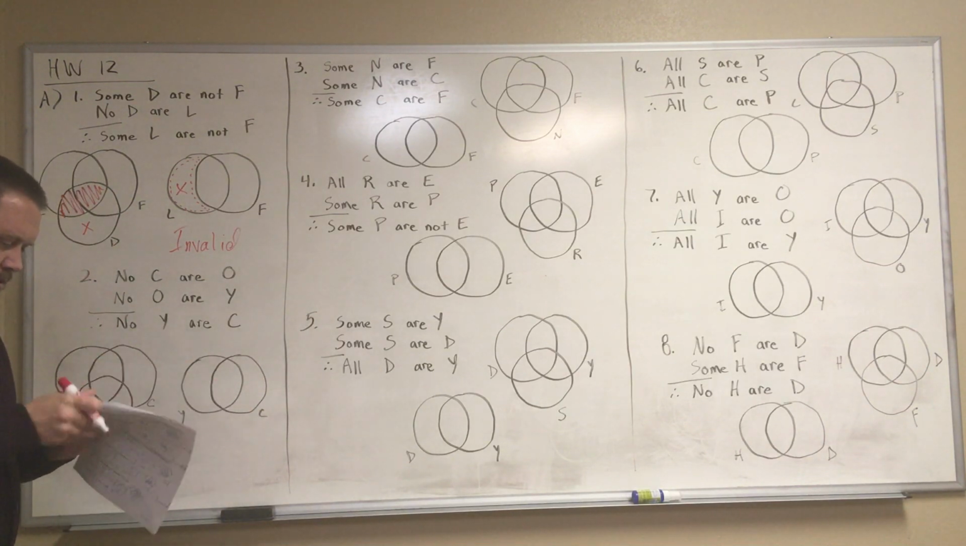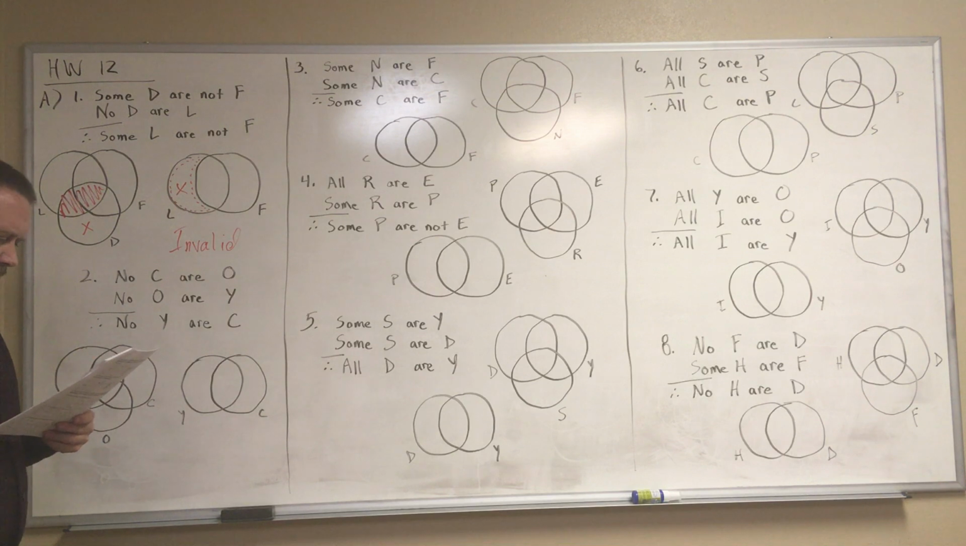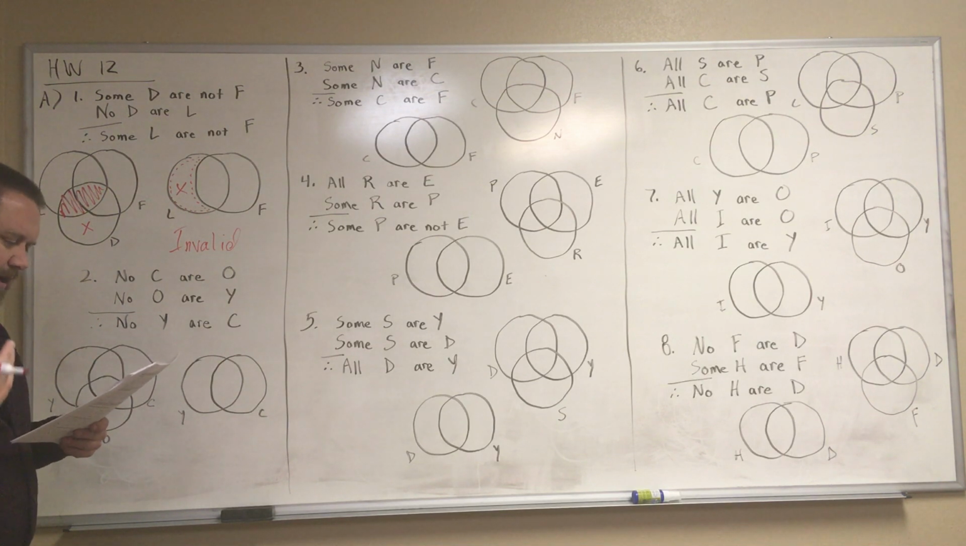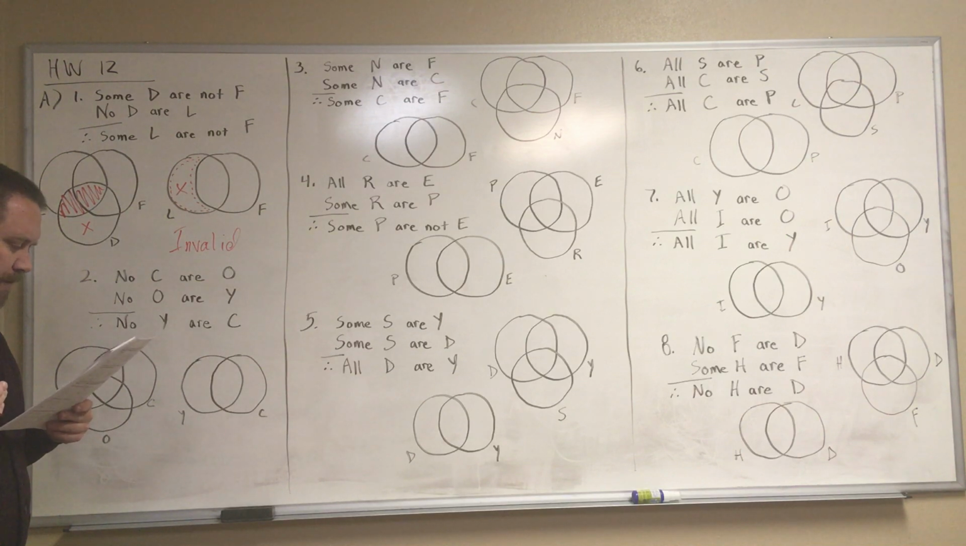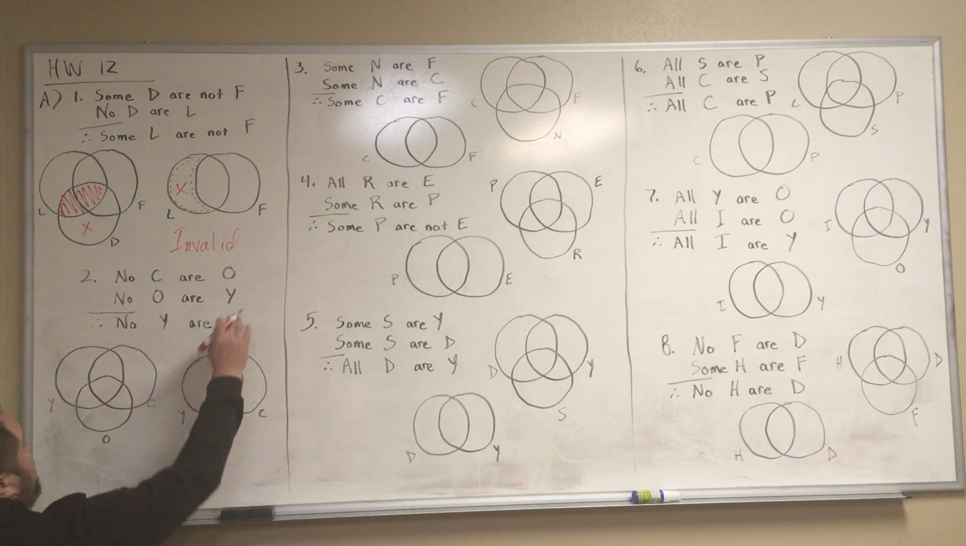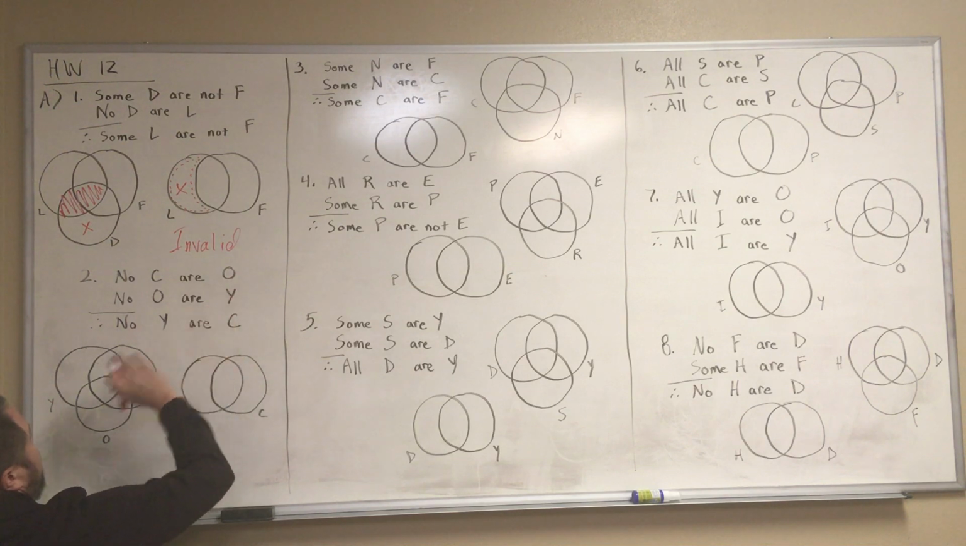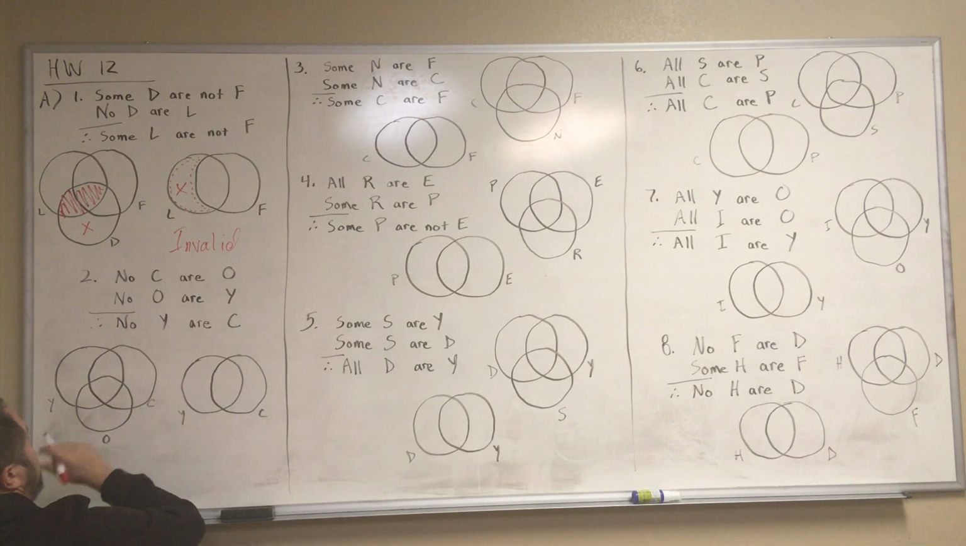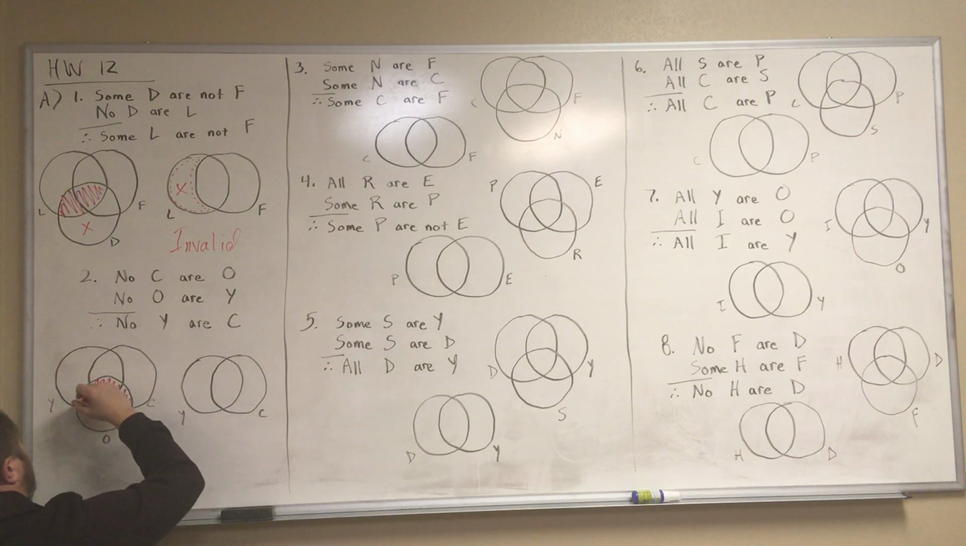Number 2, given that is a premise indicator and is the second premise indicator, and we may conclude that is the conclusion indicator. So let's go ahead and do this. Start with the premises. They're both universal, so we can go in order. No C or O. No O or Y. Those ones intersect.